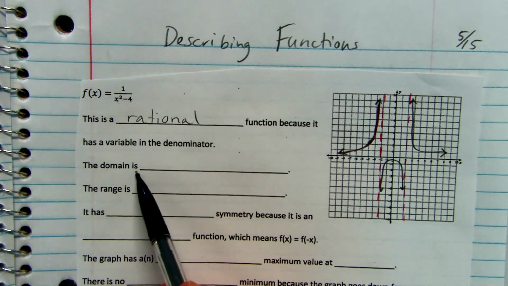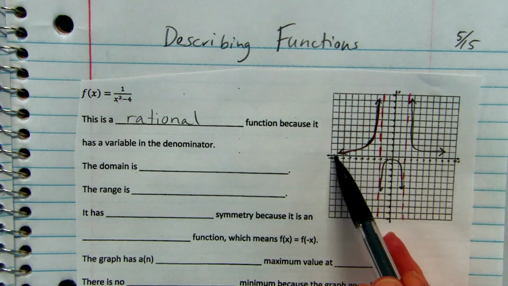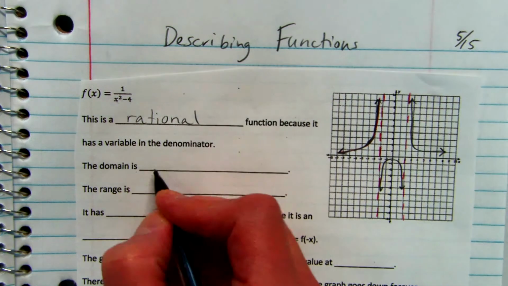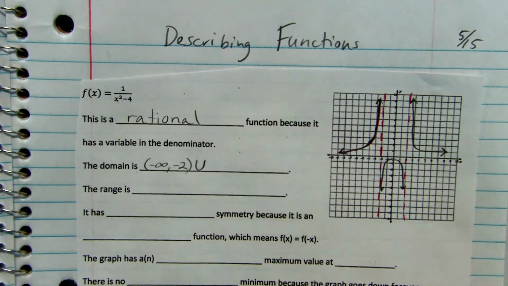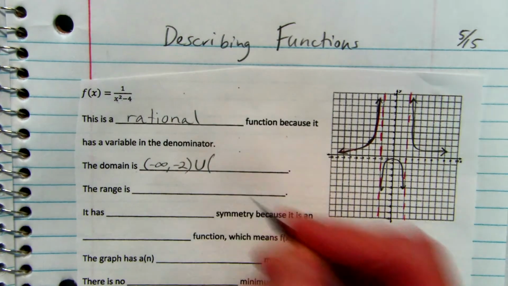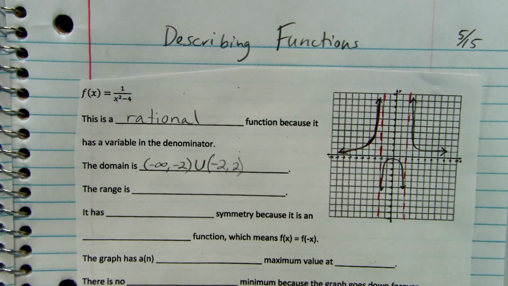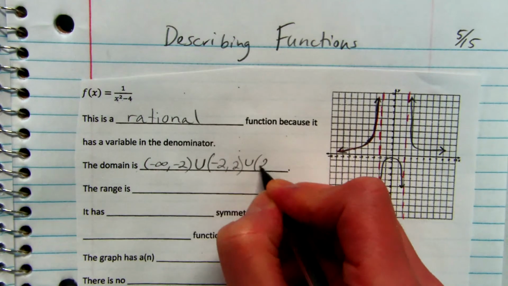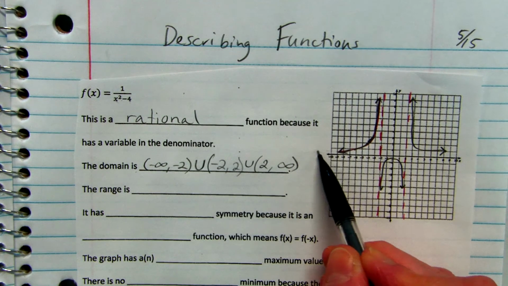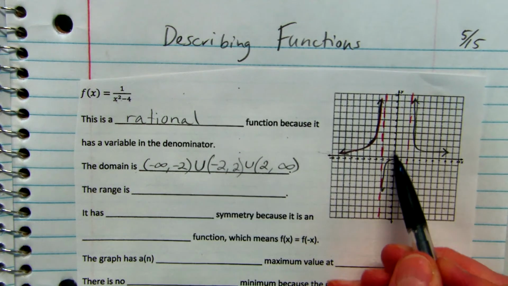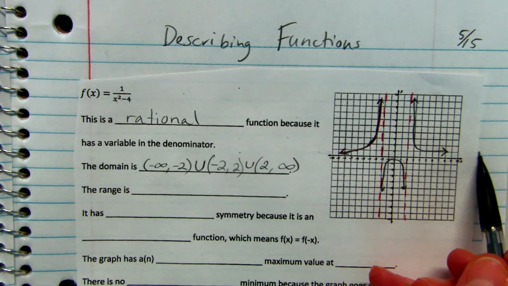The domain is, now our domain is going to have 3 pieces because it's broken up by those asymptotes. So the first one would be -∞ to -2. And that's united with -2 to 2. And then we have 2 to infinity. So we're just looking left to right. On the left end, it goes off forever at -∞. Kind of jumps over -2. Goes from -2 to 2. Kind of jumps over 2. Goes up here off to infinity.